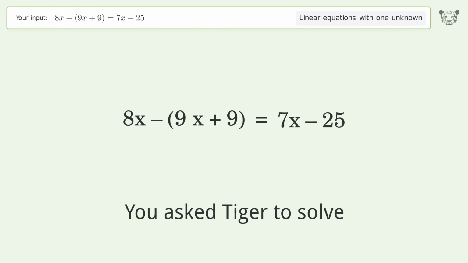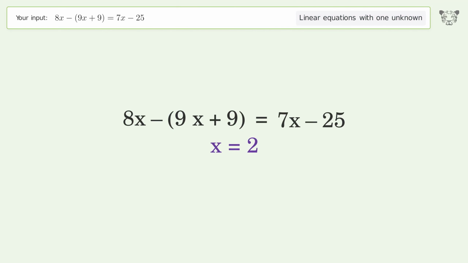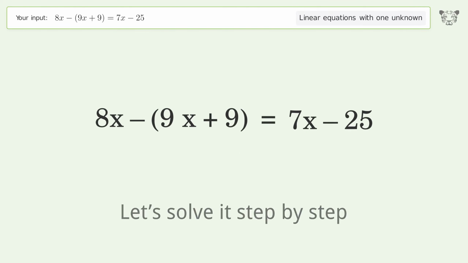You ask Tiger to solve this. This deals with linear equations with one unknown. The final result is x equals 2. Let's solve it step by step.